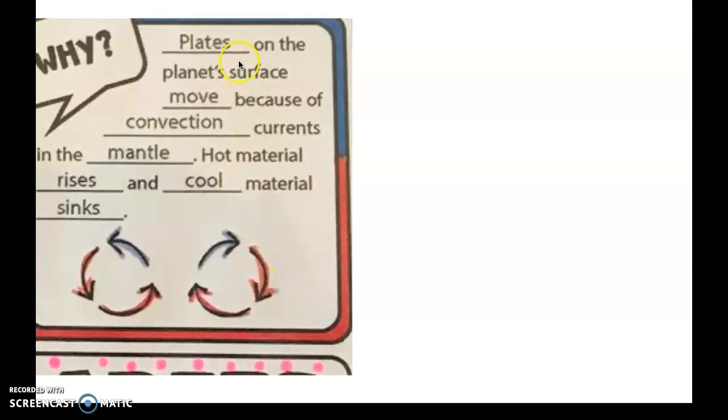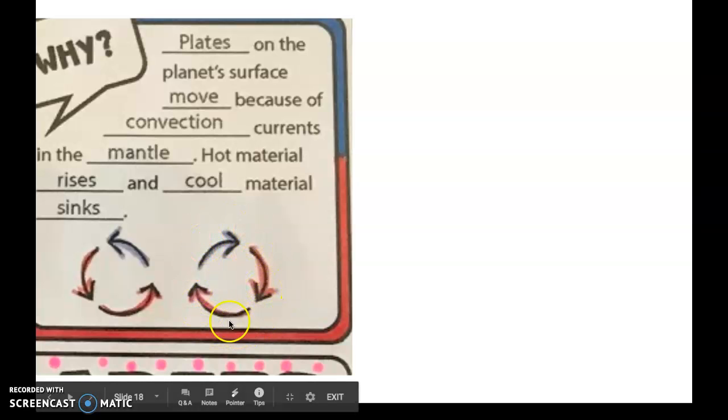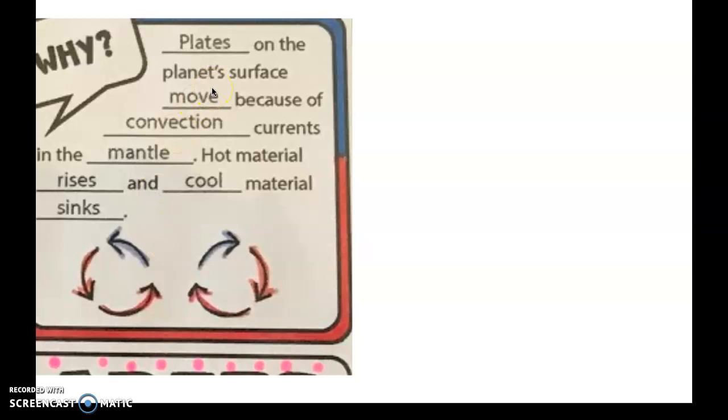Why? Again, we talked about this. The plates on the planet's surface move because of the convection currents of the mantle. Hot material rises and cool material sinks. We know that, the density differences. We studied that in the hydrosphere. As that warm mantle comes up, because it's less dense, it rises. Then as it cools, it becomes more dense, and we know that more dense things fall. So it's falling back towards the middle of the Earth, where it warms up again and becomes less dense, and then it rises towards the crust. Then it cools there, becomes more dense, and falls back towards the core. So that circular movement, those convection currents, are why we have the movement of tectonic plates.